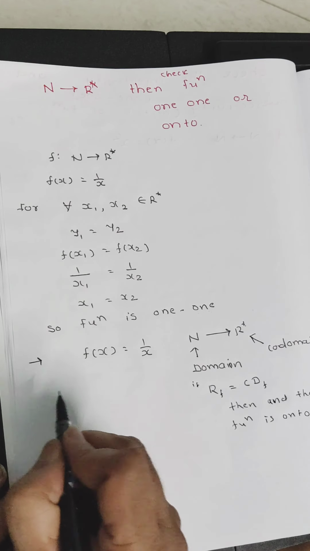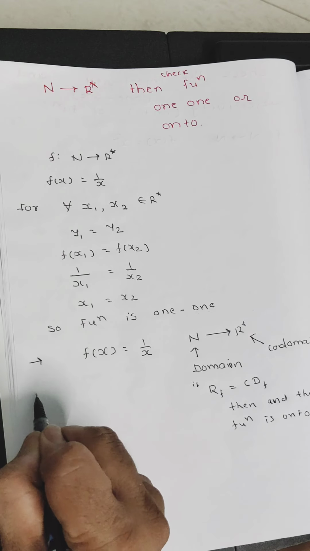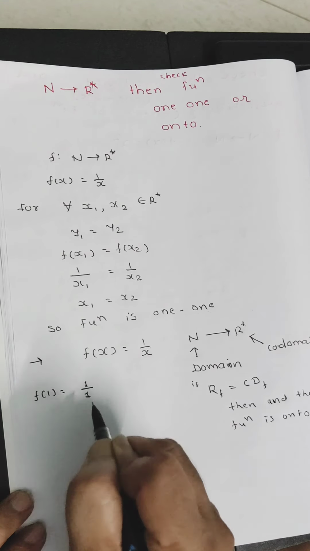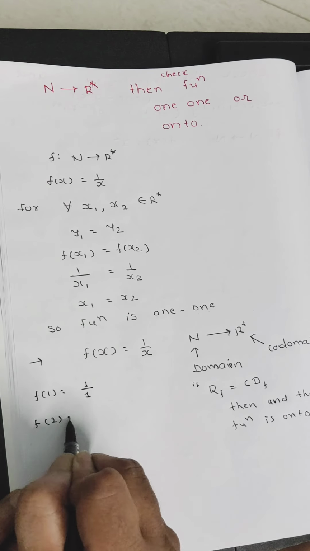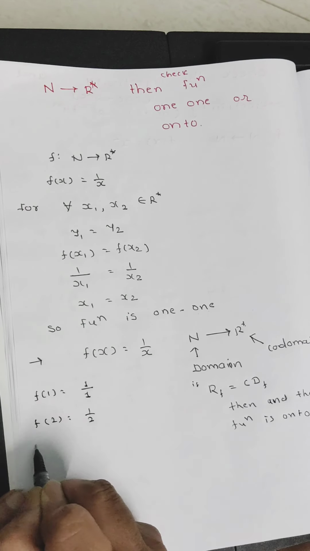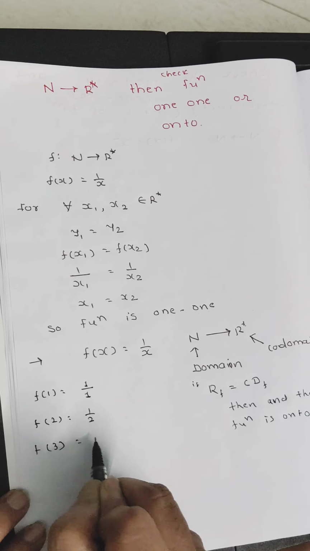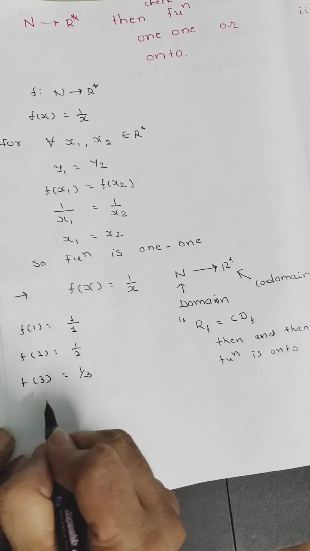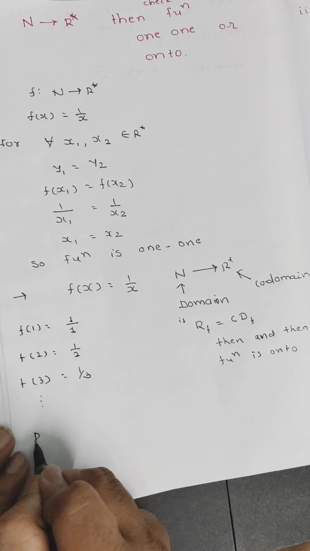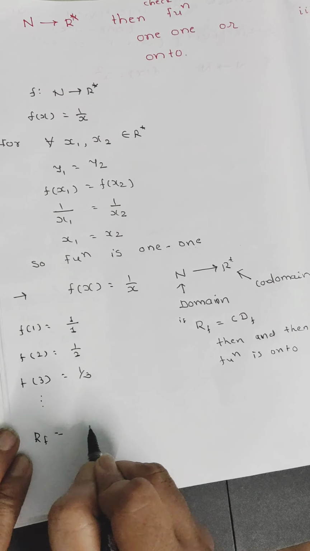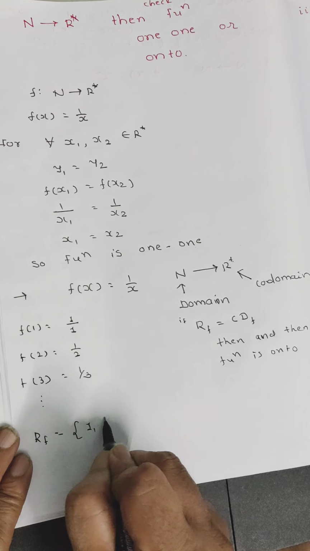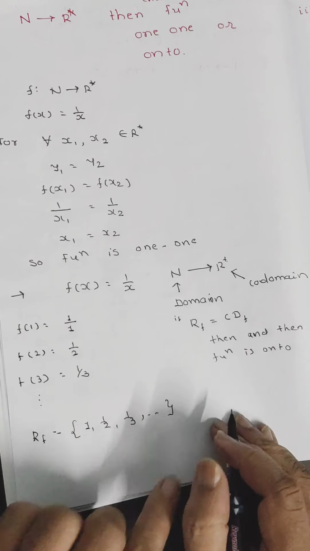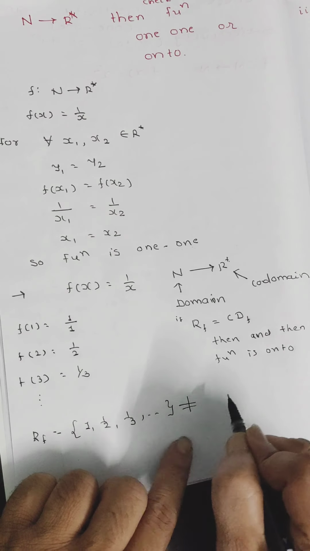Now the function is onto. Now I am going to check the range. F of 1, answer is 1 upon 1. F of 2, 1 upon 2. F of 3, that is 1 upon 3, and so on. So the range of the function is 1, 1/2, 1/3, and so on, which is not equal to R star.